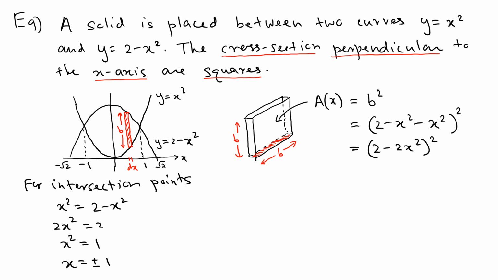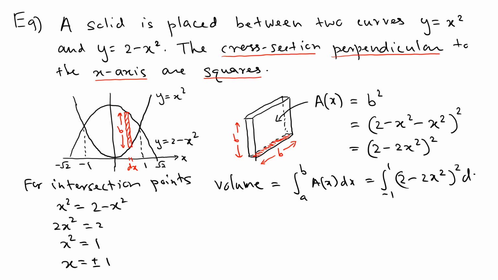Now we can write the volume, because we have everything we need. So the volume is simply the integral from a to b of A(x) dx as a formula. But we know the limits are -1 to 1, and the A(x) is 2 minus 2x squared, that's B squared, dx. And the question is, so are we done? We have everything we need. Now it is just the algebra part.